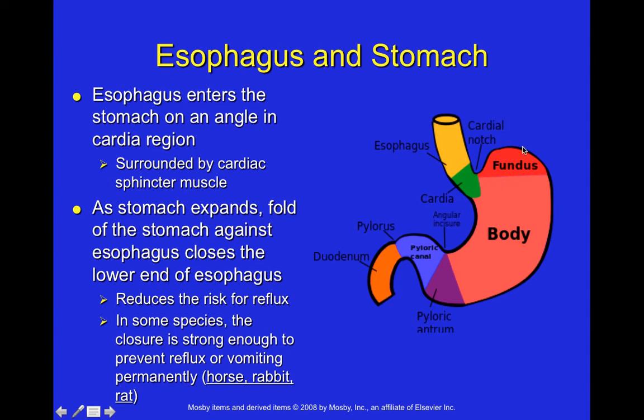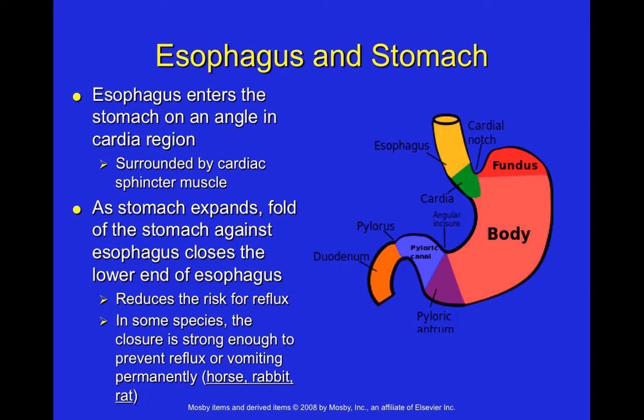When it gets full, the fundus has an extremely great ability to expand. It has a ton of surface area that's kept together in little folds. So when the stomach fills, the fundus will expand quite significantly, and that pushes against the cardia, and at that cardial notch, it actually folds. So that generally prevents acid reflux from happening, so it prevents the contents of the stomach from coming back up and burning the esophagus. However, we all know that in carnivores and humans as well, we do get acid reflux.